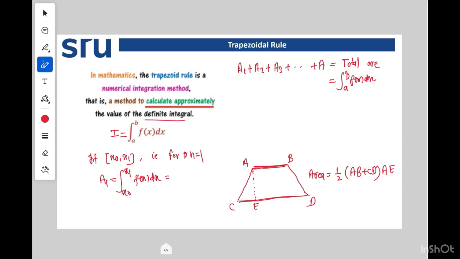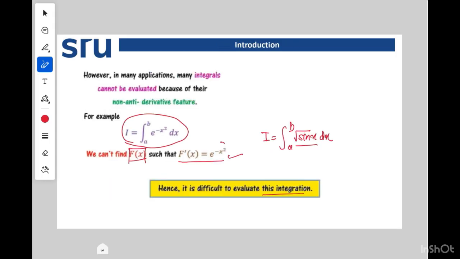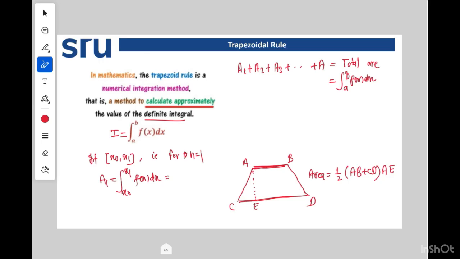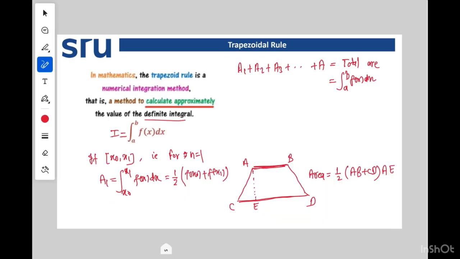Okay. So what is the parallel side here? The parallel sides are f of x0 and f of x1. So we can write 1 by 2, f of x0 plus f of x1. And what is the height here? The height is this distance, so this is your h. So we can write h here. So this is the area of the first trapezoid: h by 2 into f of x0 plus f of x1.